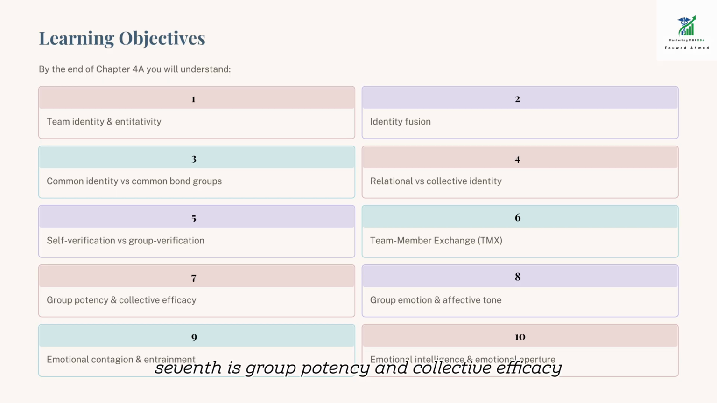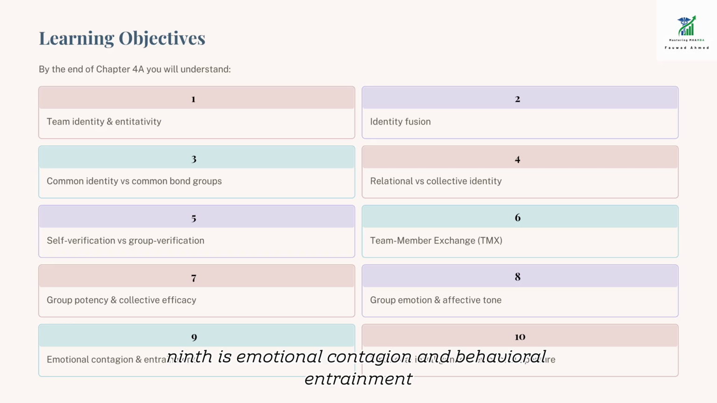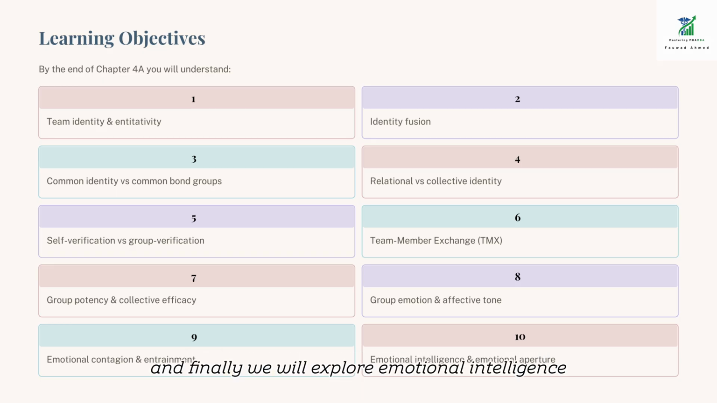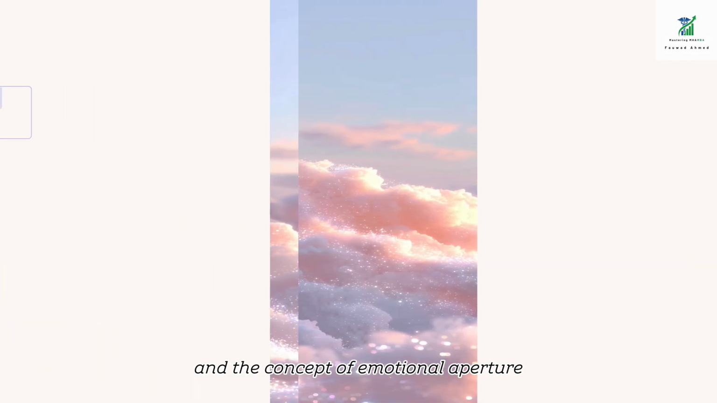Seventh, group potency and collective efficacy, the beliefs that drive performance. Eighth, group mood and emotional tone. Ninth, emotional contagion and behavioral entrainment. And finally, we will explore emotional intelligence and the concept of emotional aperture.